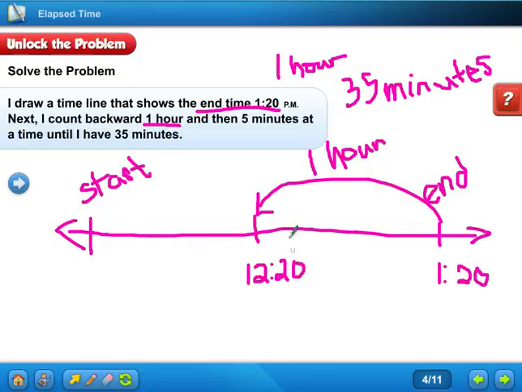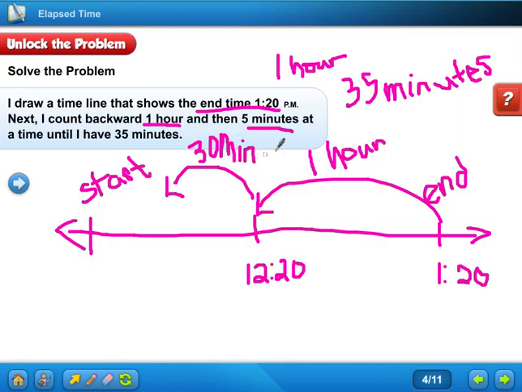Now, it says to go in 5 minutes. Doesn't matter. You could do a half an hour, which is 30 minutes, and then you could do 5 minutes. You could do in jumps of 5 minutes. I'm going to jump a half an hour, like that, just because I want to, and I want to show you something different. Do you see how I'm labeling all this up here?